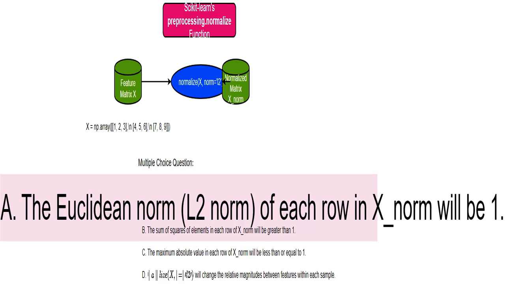This option checks if the L2 norm, the square root of the sum of squared elements, of each row in the transformed matrix is equal to 1, a defining characteristic of L2 normalization.